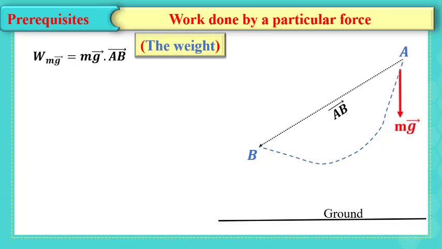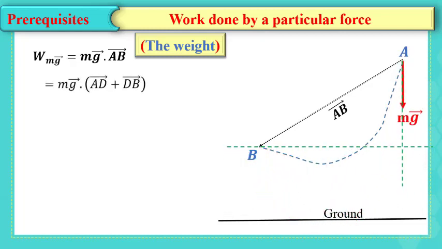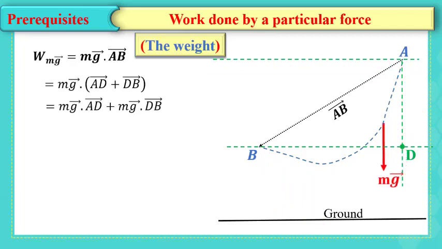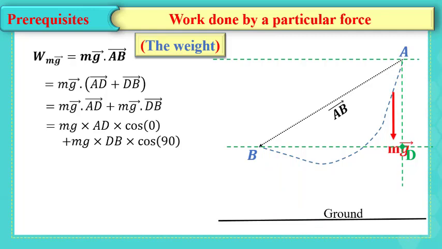But AB is curvilinear, and since work is independent of the path followed, let's choose AB as AD plus DB. Expand this product, we can find that it is mg.AD plus mg.DB, which means mg AD cosine 0 plus mg DB cosine 90. But cosine 90 is 0. In addition to that, DB is perpendicular to the mg vector, so it's just mg AD.